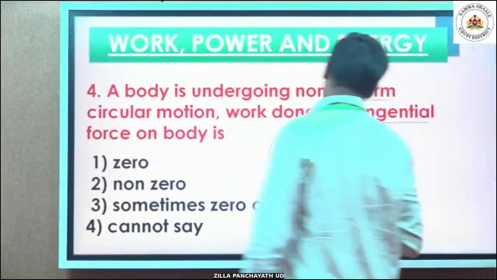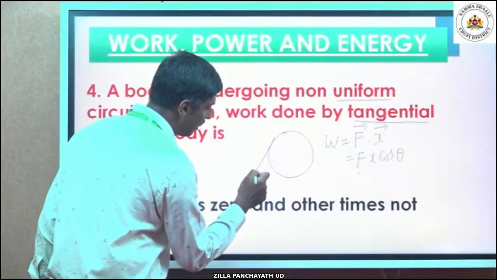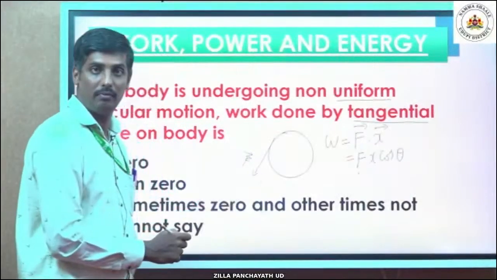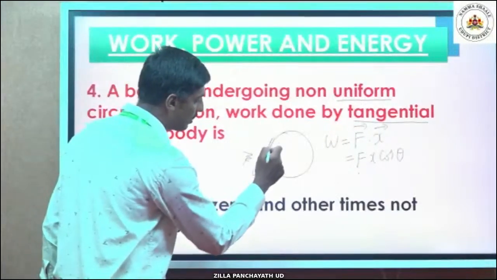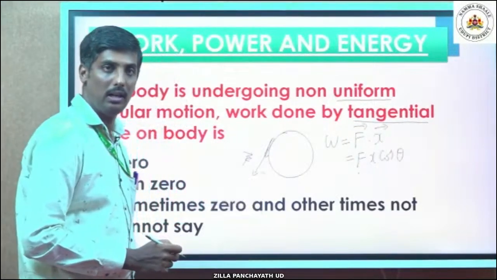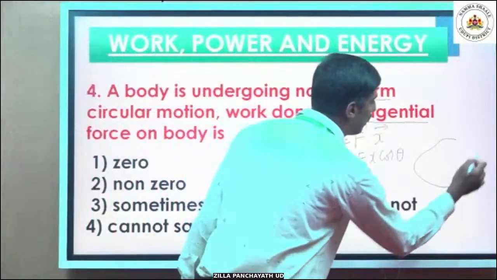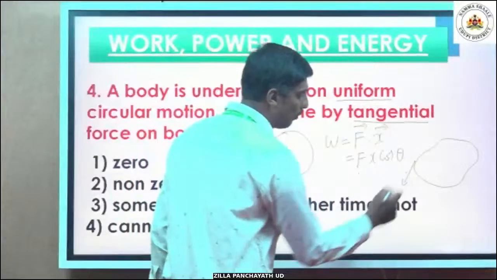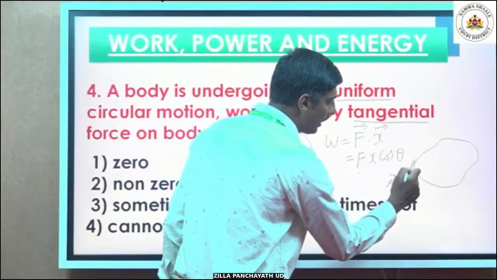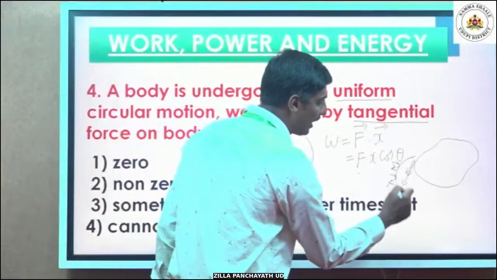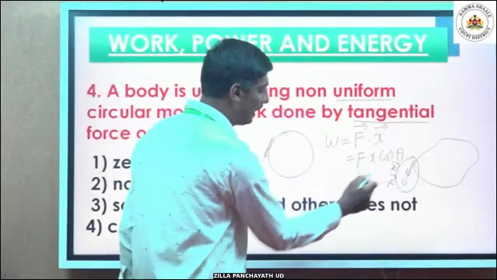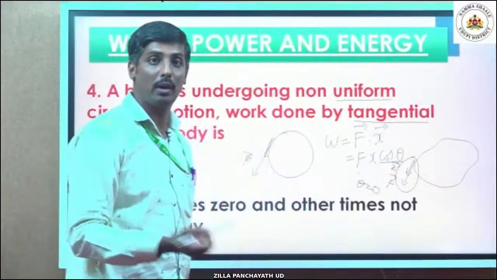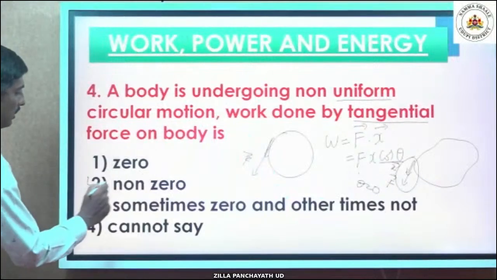So tangential force means the force is acting along the tangent. See, the force comes like this. This is the force. And the direction of the displacement is also in the same direction. Clear? So non-uniform motion like this, tangential force like this. This is the direction of the tangential force F, and displacement is also acting in the same direction. So since both vectors are acting in the same direction, theta is equal to 0. When theta is 0, cos 0 is equal to 1. That means work done is non-zero. Clear? So work done is non-zero.